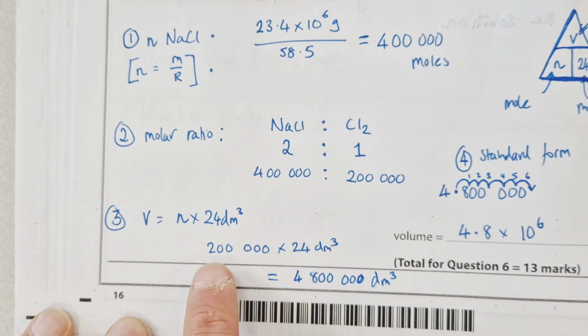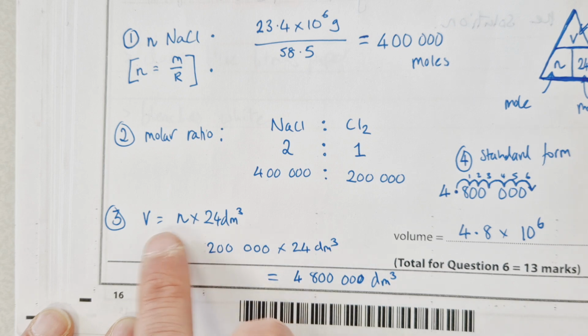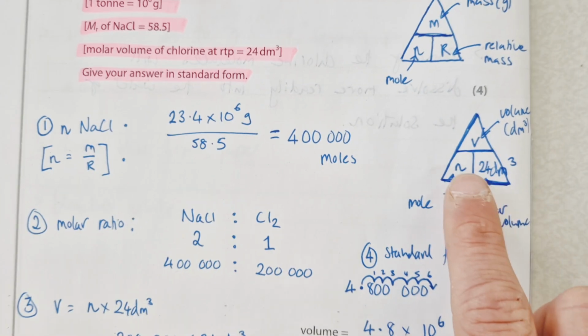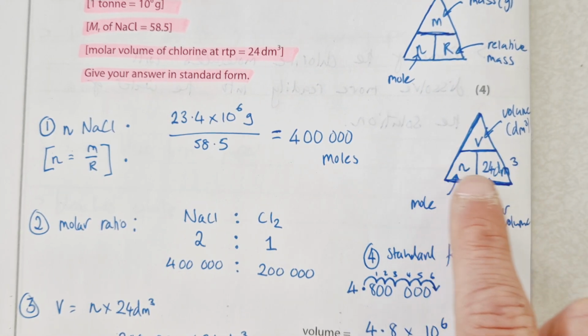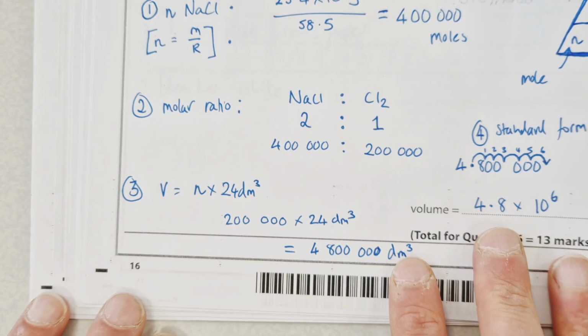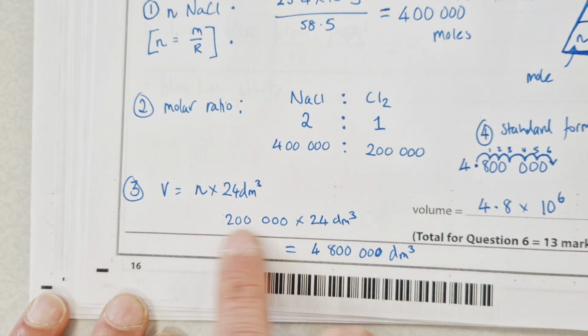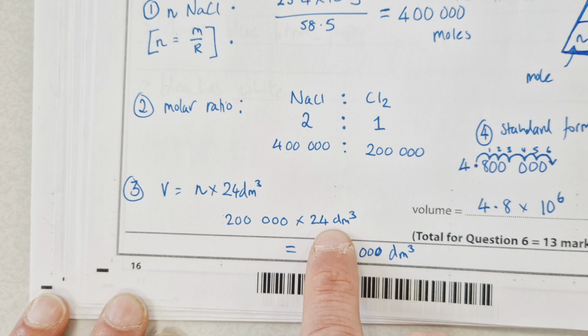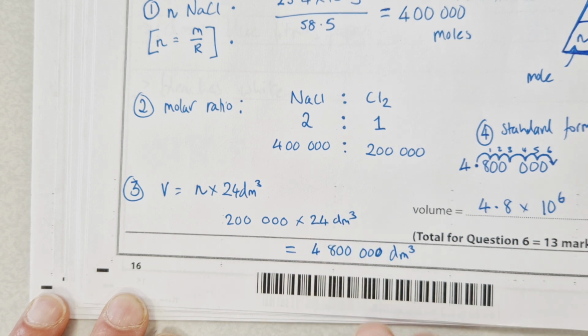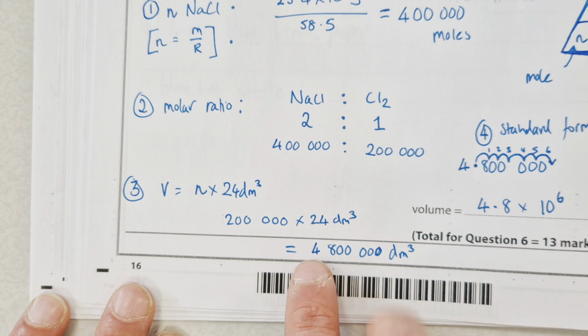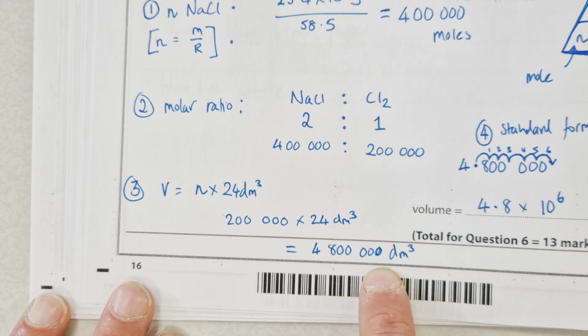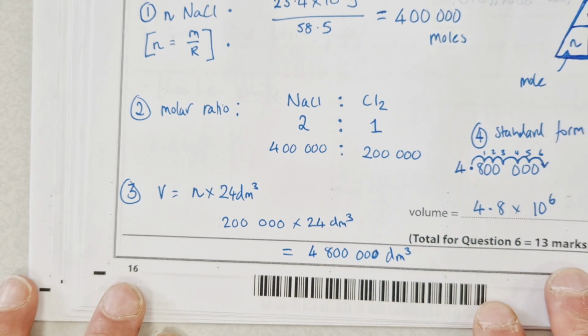Now finally, we can convert that number of moles into a volume by using this formula triangle over here. So volume is equal to moles times 24 litres. So we're doing volume equals moles times 24. 200,000 moles of chlorine times 24 decimetres cubed, the molar volume, the volume occupied by 1 mole of gas, gives us 4,800,000 litres of chlorine gas being generated.